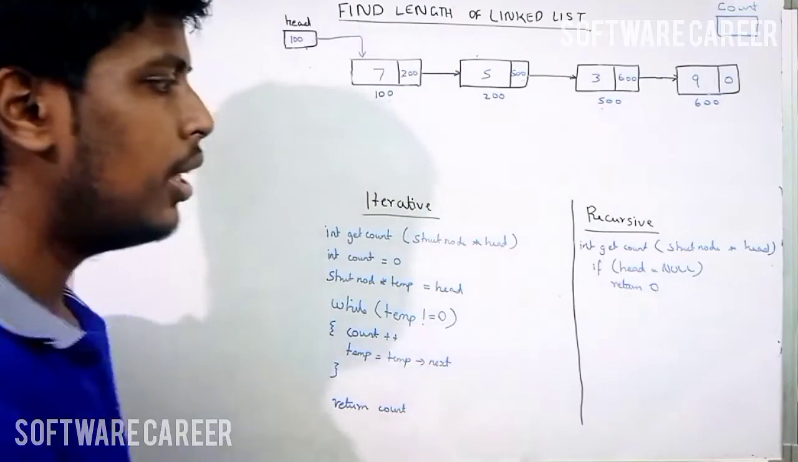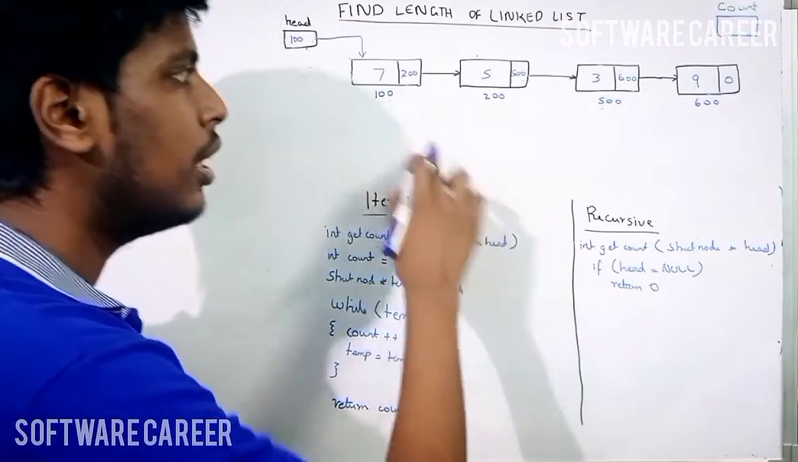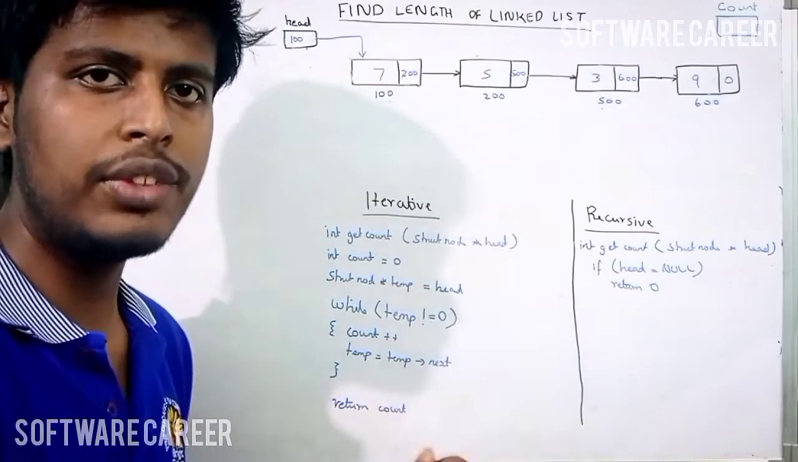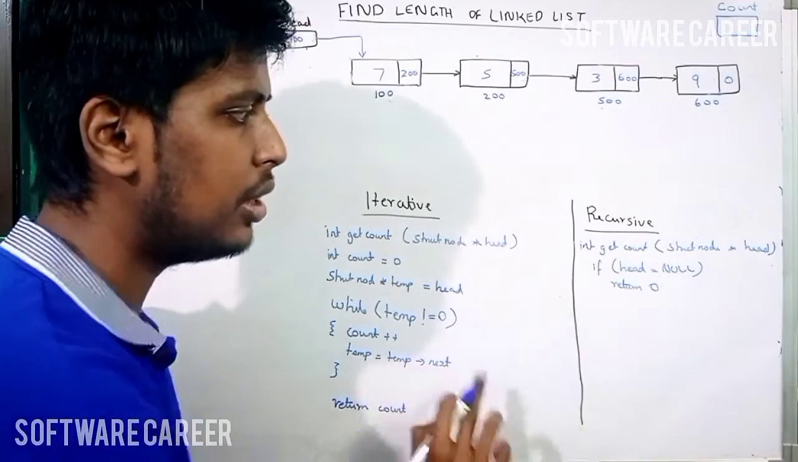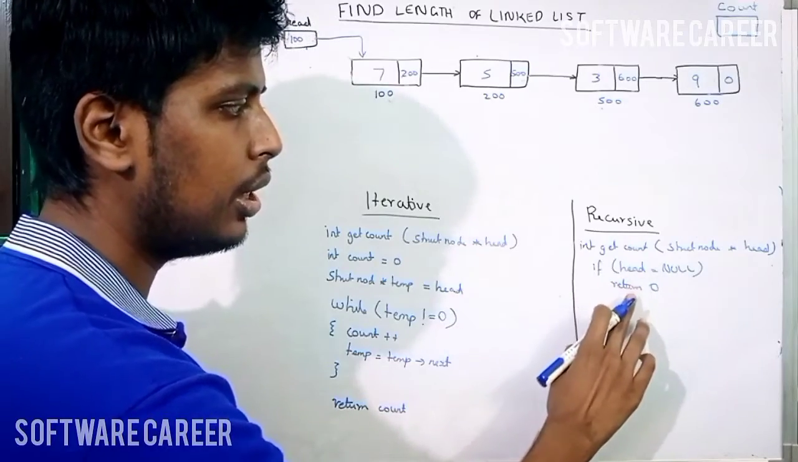What is this? In a recursive function, you will write the base condition. Recursive means it goes into a loop again and again, so it should have a termination point. That is this base condition. This is the terminating point. If head is 0, return 0.